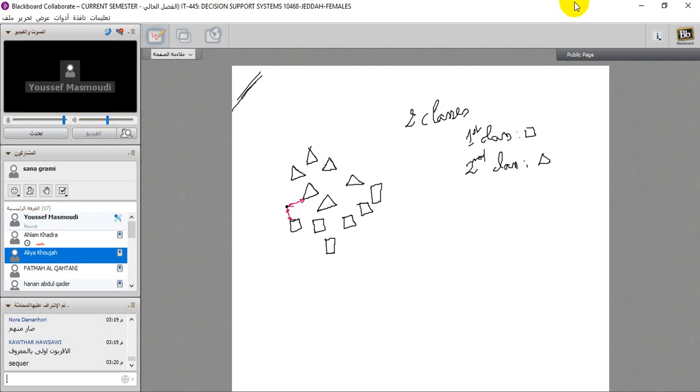We have a method in this chapter that we call KNN, meaning K nearest neighbor. K nearest neighbor. If we take the K value as 1, it is 1 nearest neighbor.